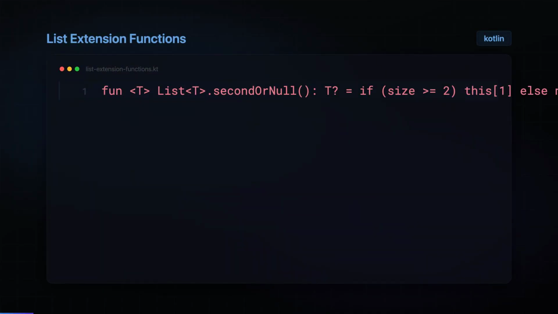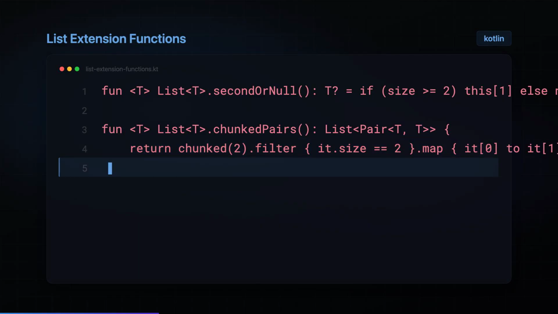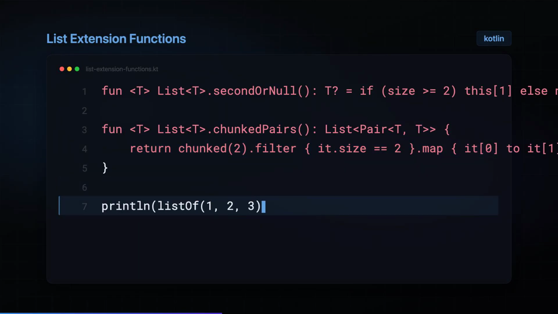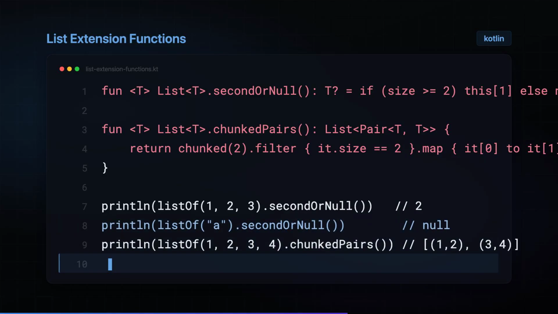Add utility methods to generic types like List<T>. Define fun <T> List<T>.secondOrNull, and it works on any list regardless of element type. Generic extensions use the same <T> syntax as generic functions. The type parameter goes between fun and the receiver type.